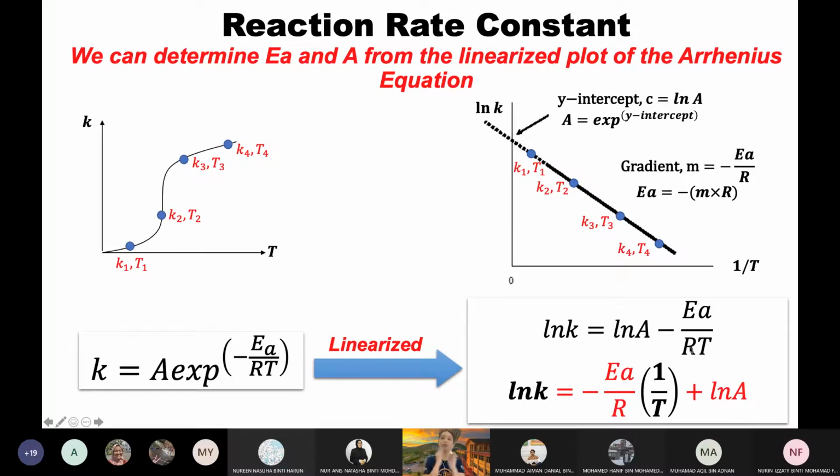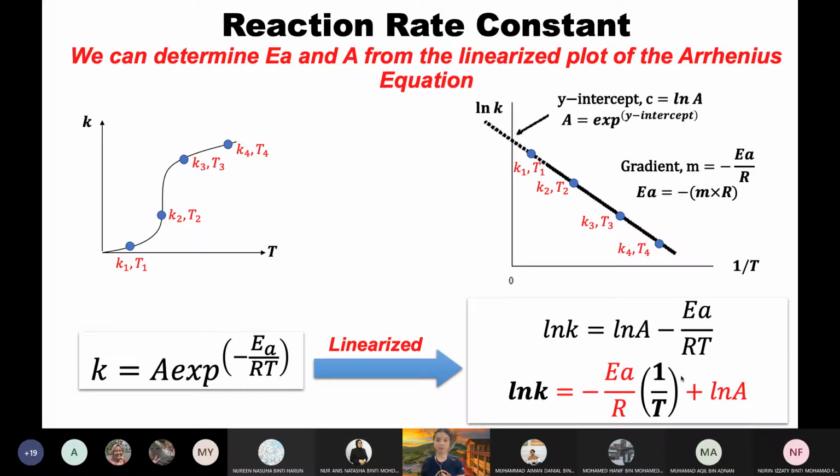Okay, then I rearrange it. I will explain later kenapa kita rearrange. Tapi kita akan rearrange, kita akan dapat ln K equals to minus EA per RT plus ln A. Saya rearrange je. Saya bawa je yang minus EA per RT ke depan, ln A tu ke belakang. Okay. Kenapa saya buat ni? Okay. Kamu kena ingat balik pula.